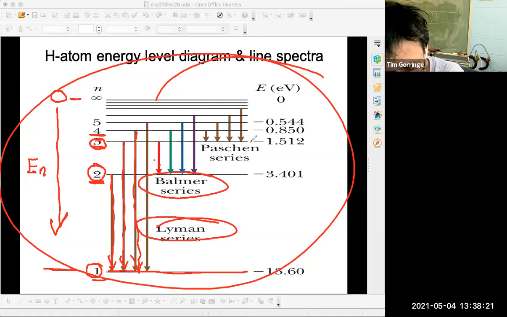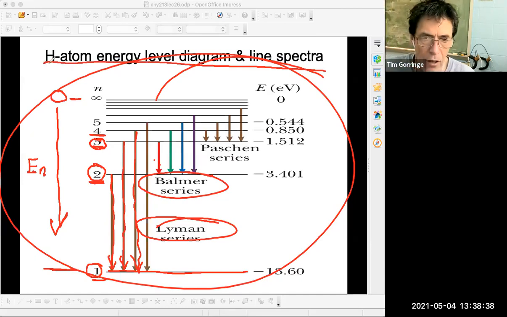And then here's the Paschen series of lines. These are in the infrared. These are not visible. These are the ones that we calculated as an example of using the Paschen series equation. So this is a very important, very handy plot in that it shows the energy levels and it shows the line series.